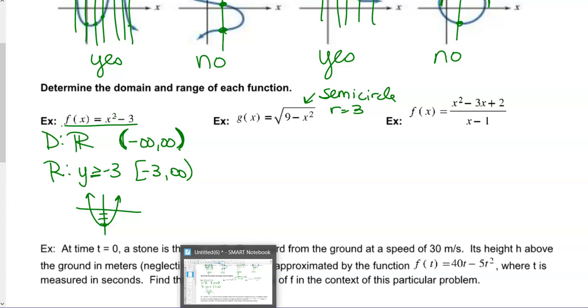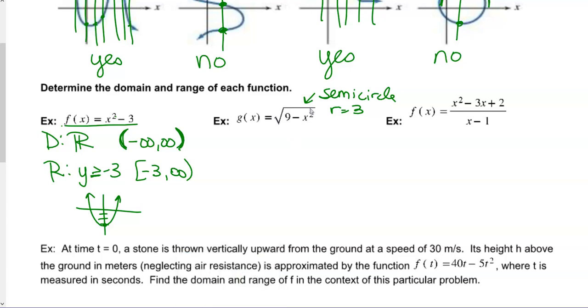In real numbers, we cannot have a negative underneath that radical. So if you have a radical, that means that we have to take what's underneath there, which is what's called the radicand, and set that greater than or equal to 0, because it's okay to be 0, and it's okay to be positive, but it is not okay to be negative.